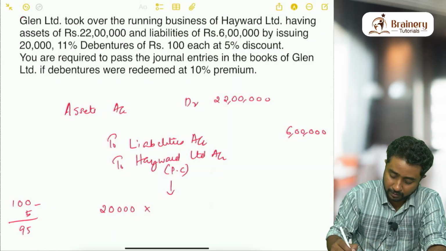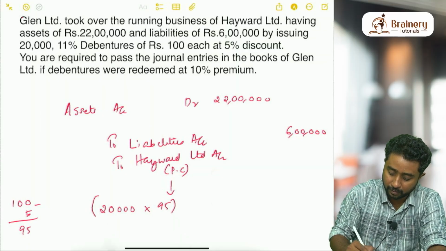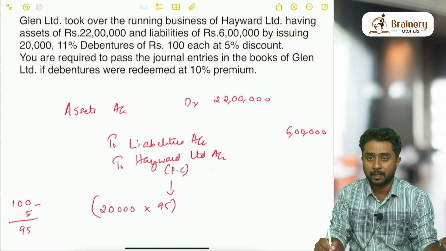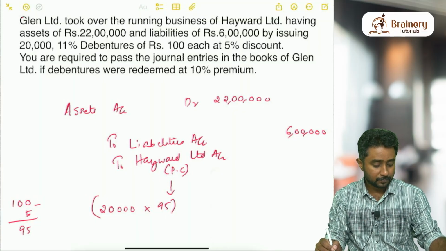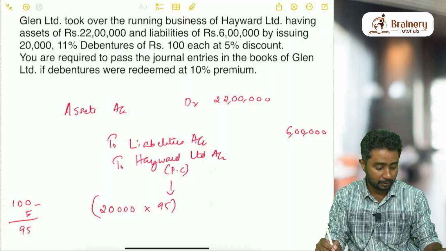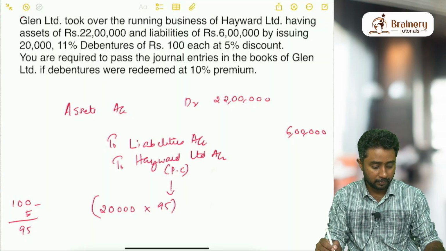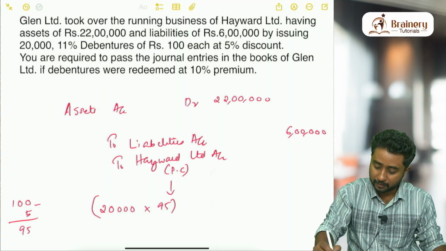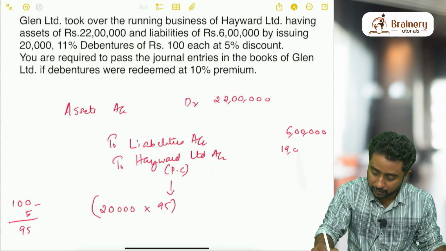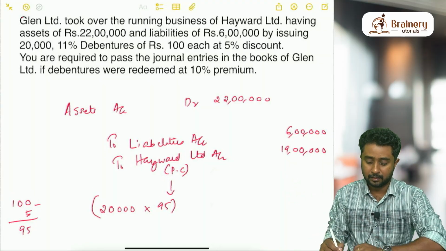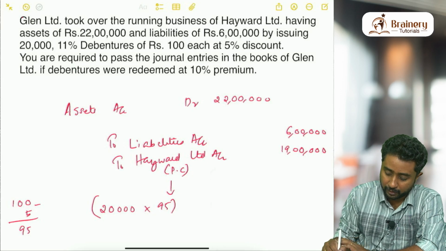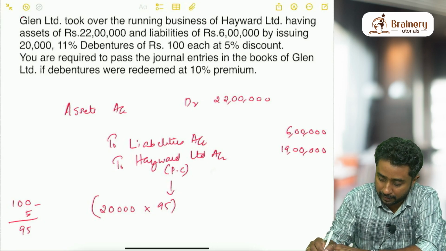So issue price is 95. So 20,000 into 95 will give us the value of debentures that we are giving as purchase consideration. So we can see here, the purchase consideration that we are getting here is 19 lakhs. So 19 lakh is the purchase consideration.